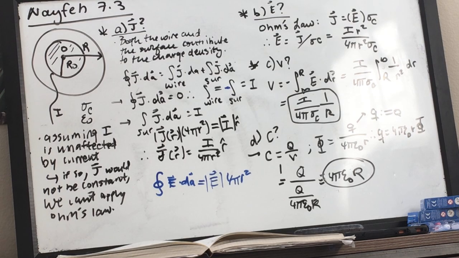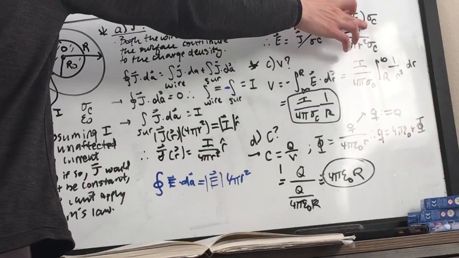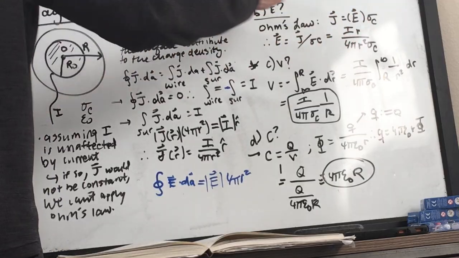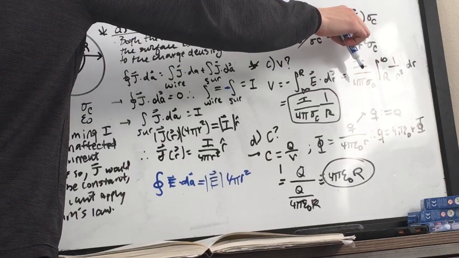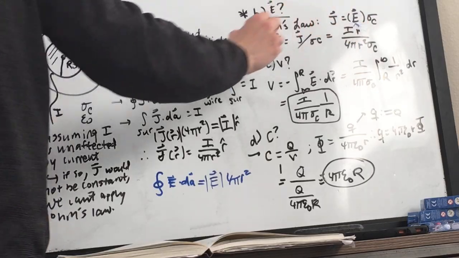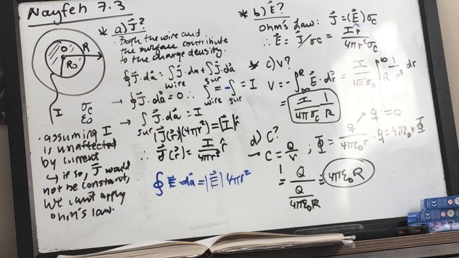That should be in the r hat direction. I meant to write r hat, not r squared, so let me correct that there. Oh my gosh, I'm doing the same thing again. There we go. R hat, my apologies. Sometimes your brain goes a little bit crazy, but yeah.